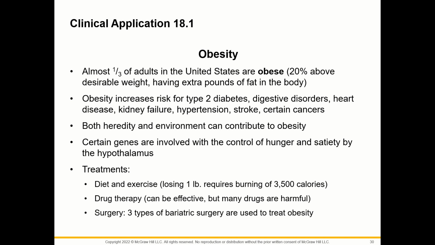So treatments are diet and exercise. Losing a pound requires burning 3,500 calories. I mean, that's a lot. That's crazy. It's hard work. Drug therapy can be effective, but many drugs are harmful. Ozempic's in the news now, right? And then surgery. There are 3 types of bariatric surgery that are used to treat obesity.